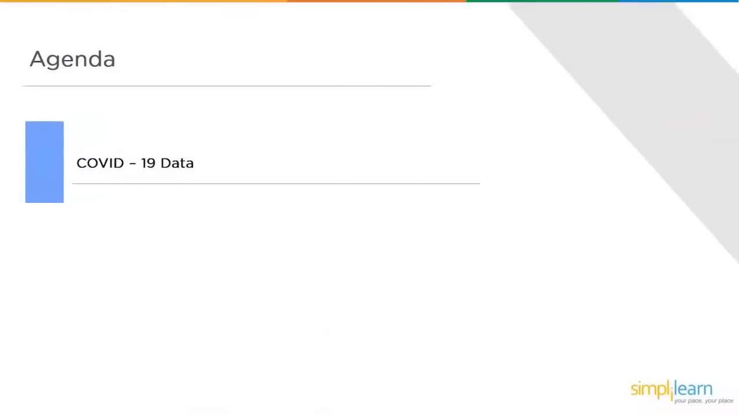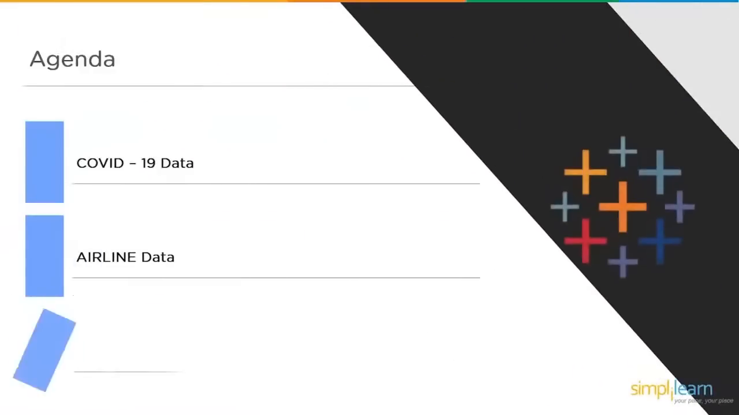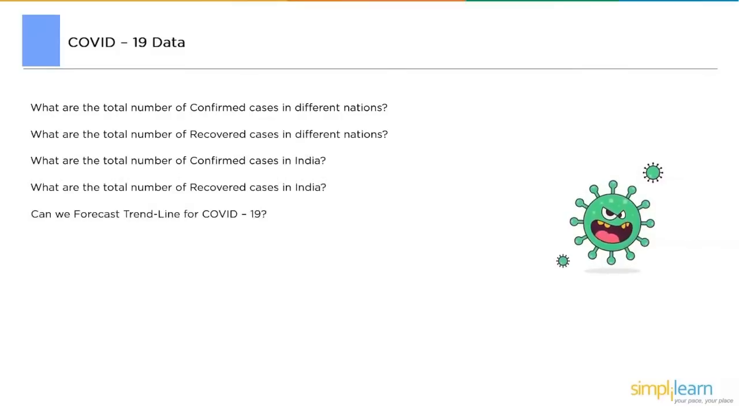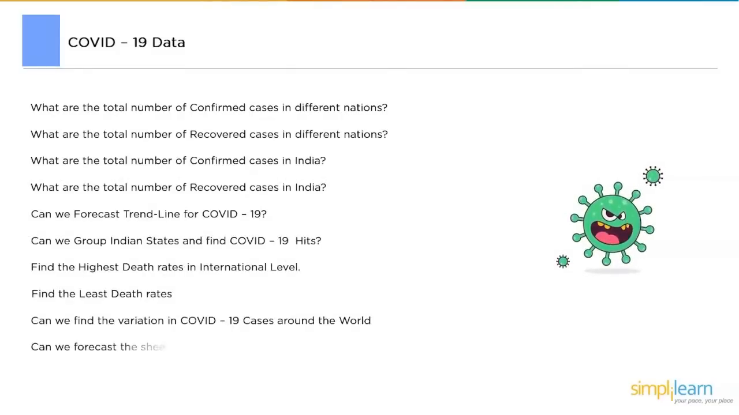So today we'll be dealing with the Tableau project. The first dataset that we will be using for the Tableau project is based on COVID-19 data. Followed by that we'll have another project based on the airline data. And finally the third project will be based on space missions data. Now let's begin with our first project. In this first project we'll be dealing with the COVID-19 dataset, and using that dataset we'll be getting some insights. So what are those insights? Those are, what are the total number of confirmed cases in different nations?